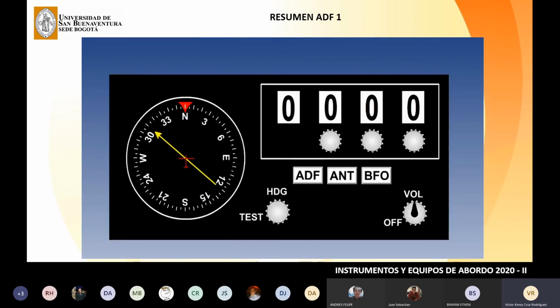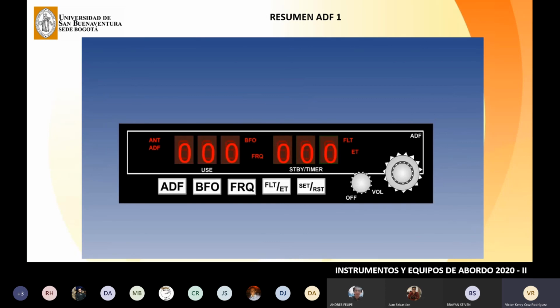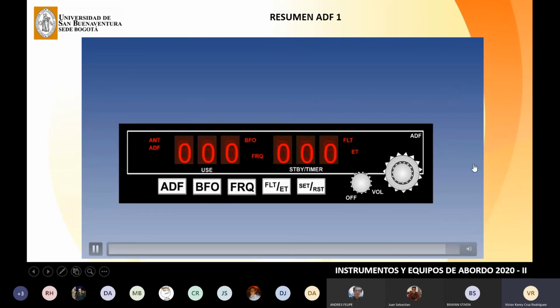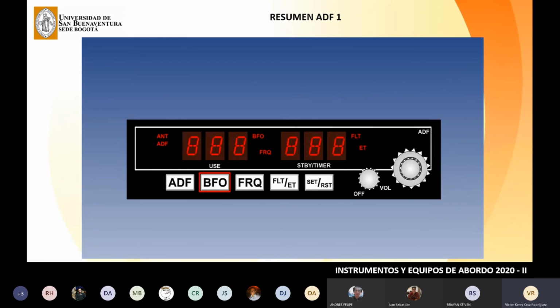Finally, the test button, when depressed and held, will swing the needle roughly 90 degrees to show that it works properly. Releasing the button sends the needle back to its bearing reading. Try it. This is a digital ADF controller. If you needed the beat frequency oscillator, you would press the BFO button to hear the ident of N0N A1A beacons.